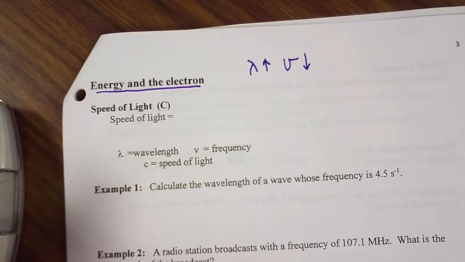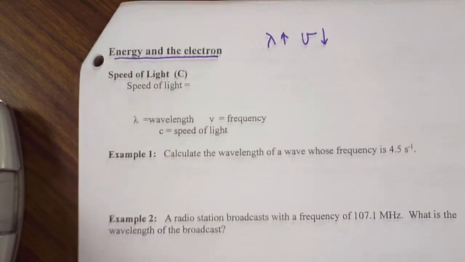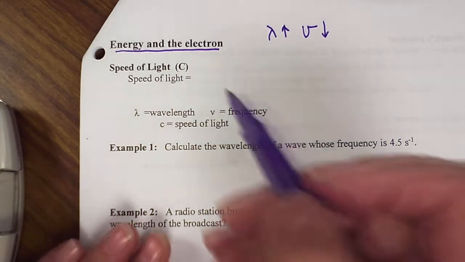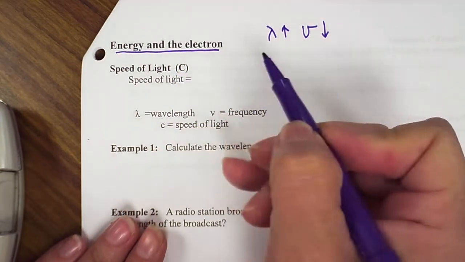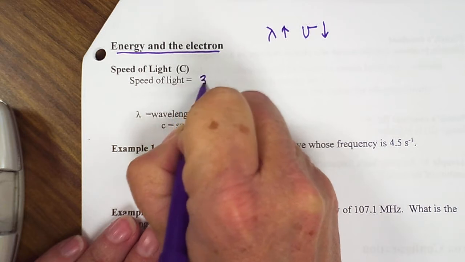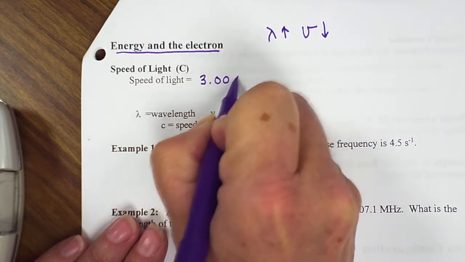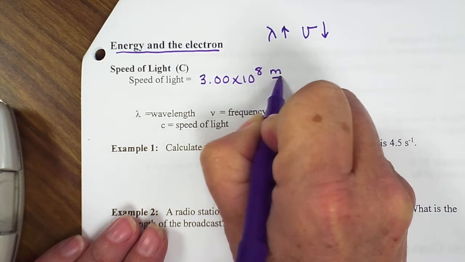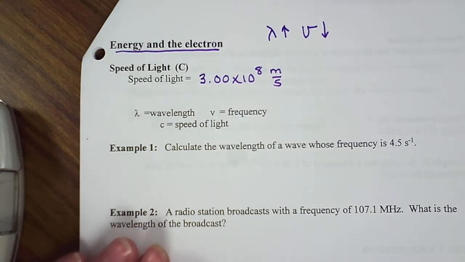So today we're going to look at how these two can be used to calculate the wavelength or the frequency of a wave. First we're going to need the speed of light. The speed of light is represented by the letter C, and that is 3.00 times 10 to the 8th meters per second. That is the unit for the speed of light.